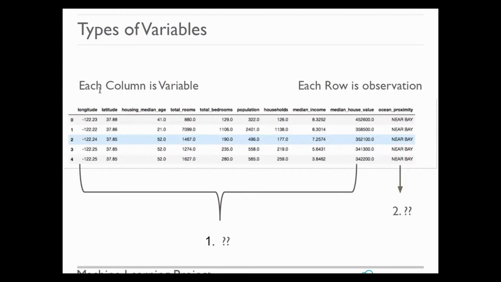Yes, the output would be the median house value. The rest are all input variables. Only this variable is the output variable, and all the remaining variables are input variables. For example, latitude is input, longitude is input, and total rooms, the total number of rooms within one district or one circle, is again an input variable.